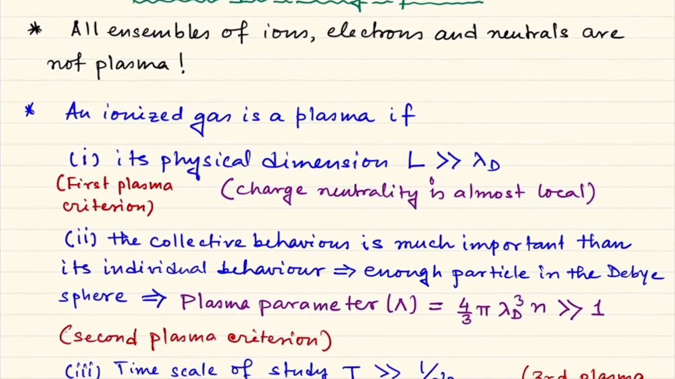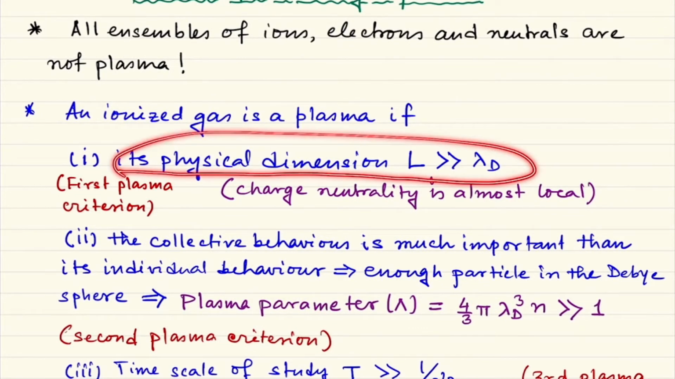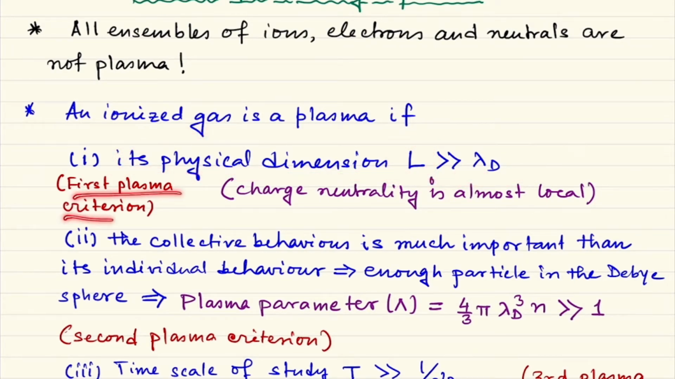First one is that its physical dimension, which is capital L, should be very much greater than the Debye length of the system. This is known as the first plasma criterion, and that's very intuitively well justified, because we already said that for a gas ensemble to be plasma, the first requirement is that the ensemble should be quasi neutral, right? So first of all, it should have a global quasi neutrality.